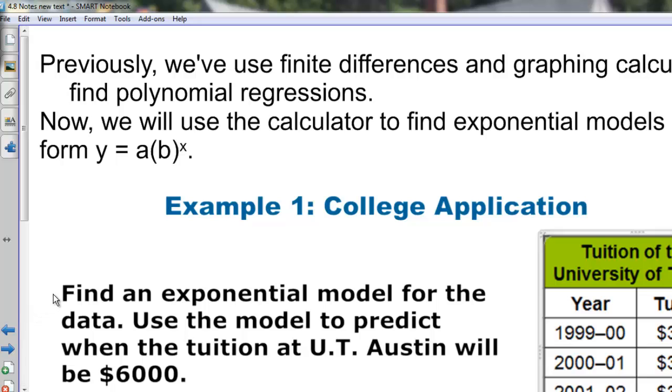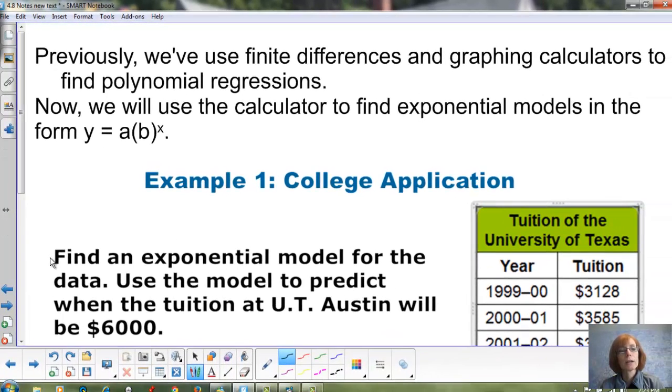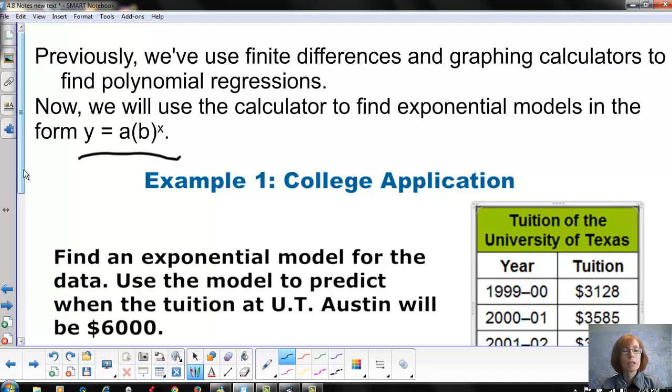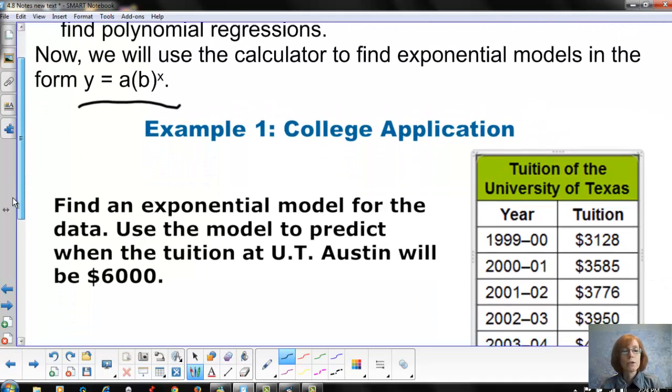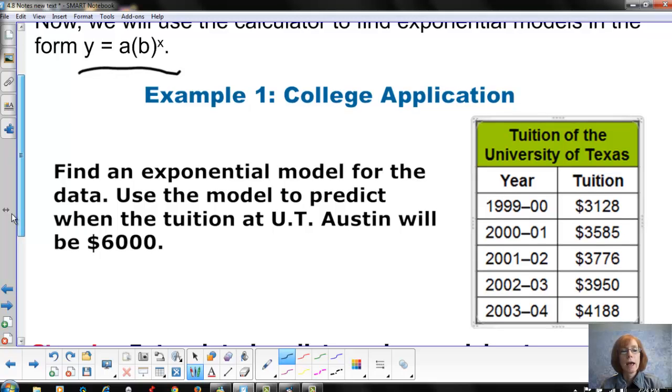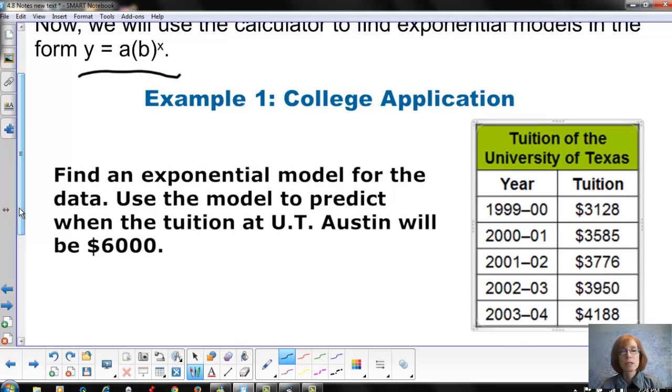Previously, we've used finite differences and graphing calculators to find polynomial regressions. Now we're going to use the calculator to find exponential models in the form y equals a times b to the x. Let's take a first example about college applications. Find the exponential model for the data. Use the model to predict when the tuition at University of Texas, Austin will be $6,000.